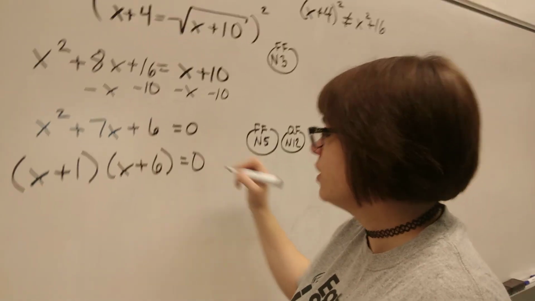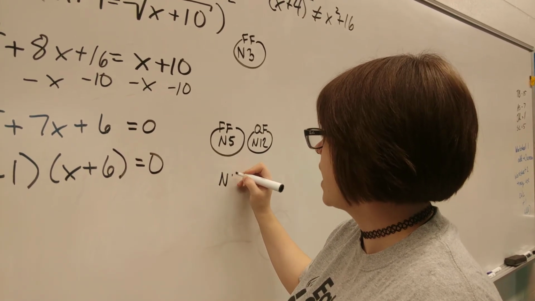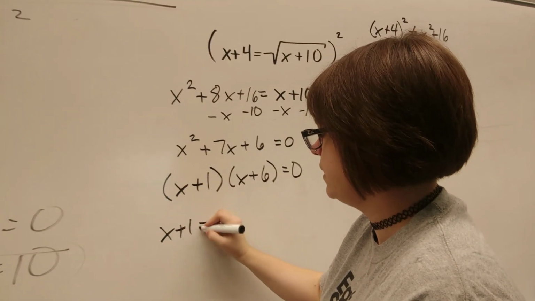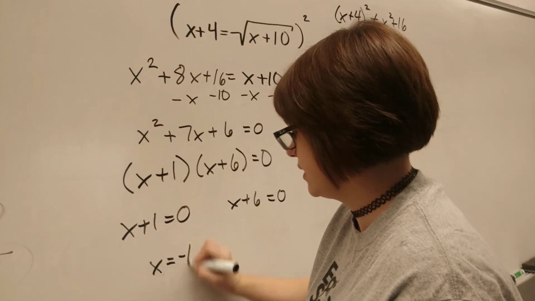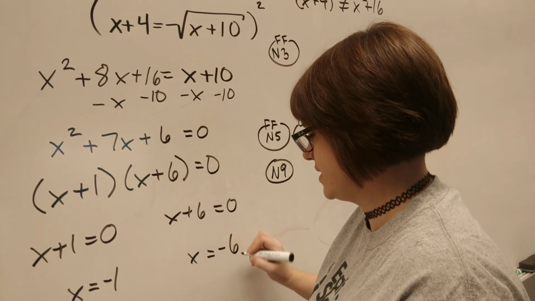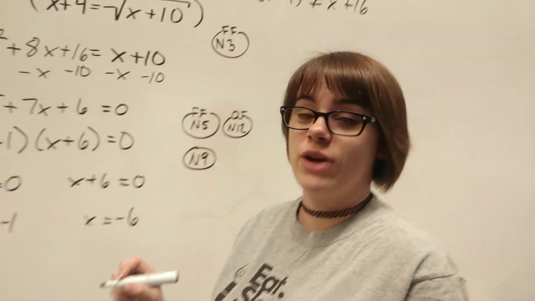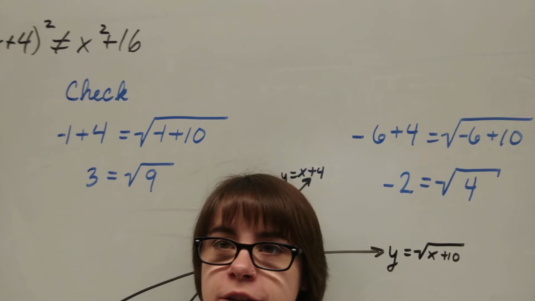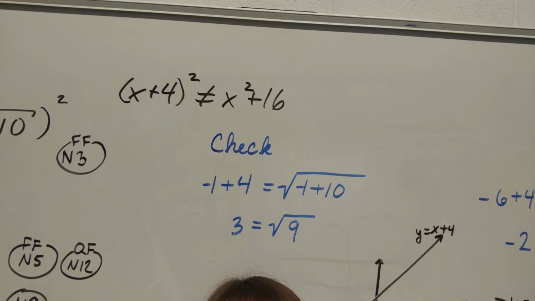And then I get to use the zero product property, which is notes 9 of factoring and FOILing. So x plus 1 equals 0, x plus 6 equals 0. So x equals -1, x equals -6. And then we're going to pause again to make sure everyone's caught up because this is about ready to get super weird. Okay, so we're gonna do our checks, and over here, my check, well, it looks pretty good.